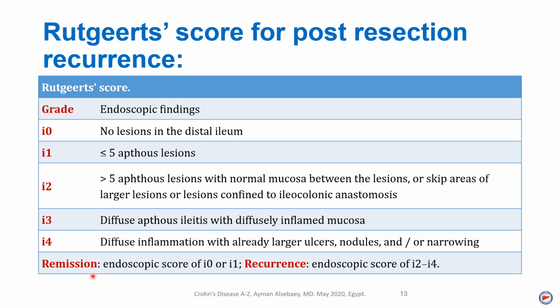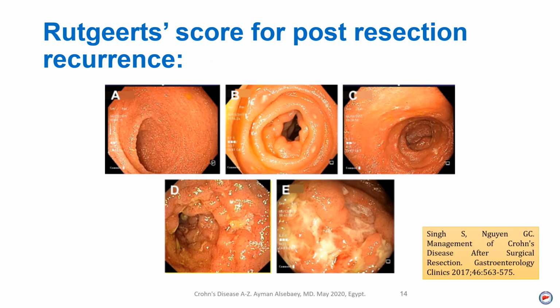Evaluation: an endoscopic score of i0 or i1 means remission, and an endoscopic score of i2 to i4 means recurrence. The Rutgeerts score is commonly used to assess the post-surgical recurrence of the disease.